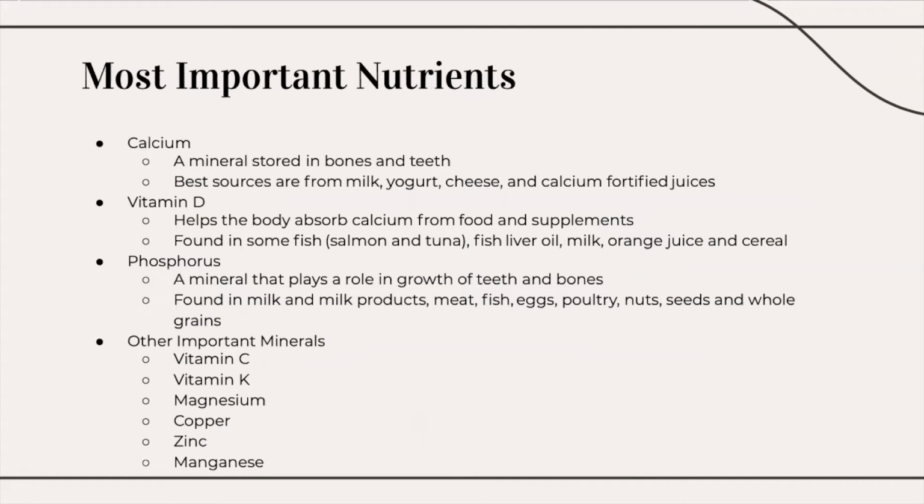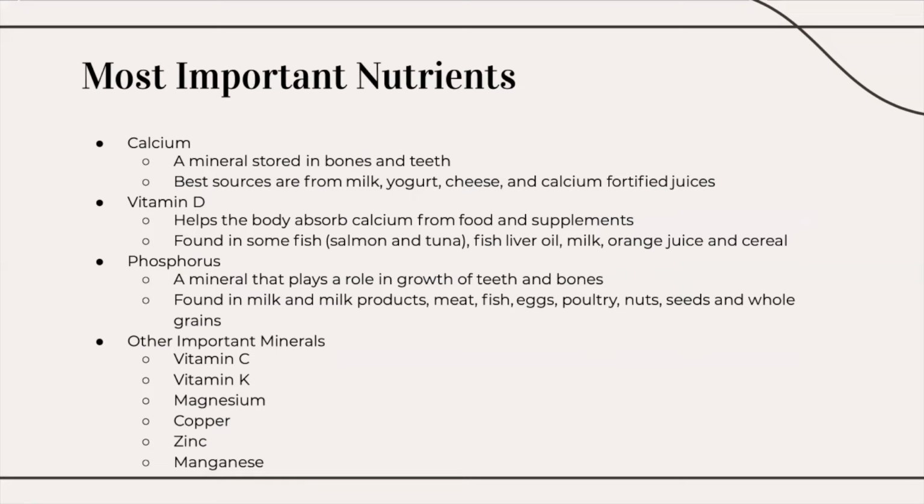The most important nutrients that a child with CPSD needs are pretty much all minerals, and all minerals that play a role in bone growth. So calcium is the number one. It is a mineral stored in bones and teeth. The best sources for calcium come from milk, yogurt, cheese, and calcium fortified juices.